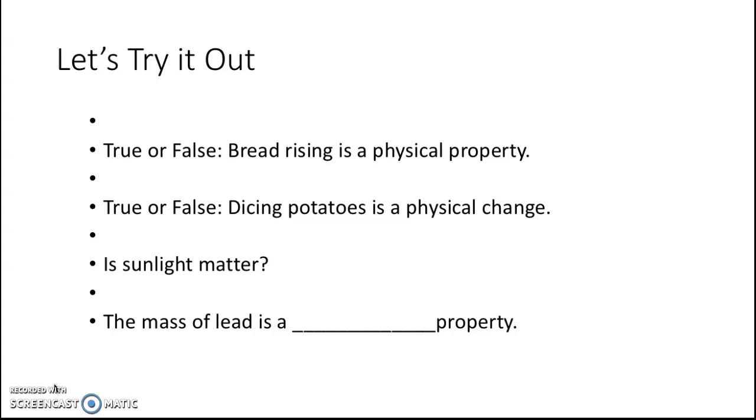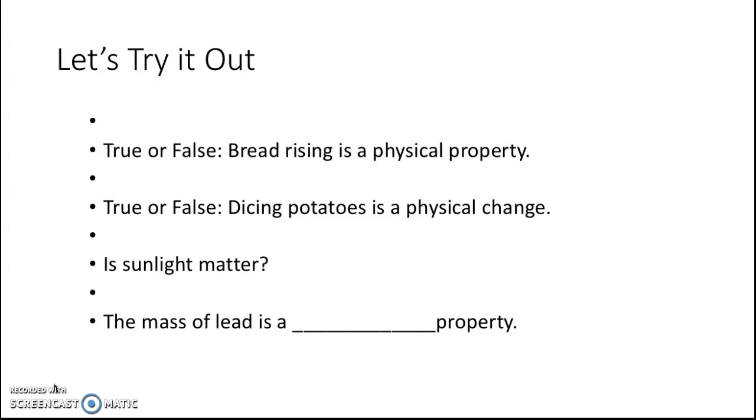Bread rising is a physical property. That would be false. Bread rising is not a physical property. It would be a chemical property because bread needs yeast to rise, so it has to go through a chemical reaction. Dicing potatoes is a physical change. Think about it. Yes, dicing potatoes is a physical change because it's still potatoes when you started and when you end up. It's the same matter. This is something we're going to talk about tomorrow.